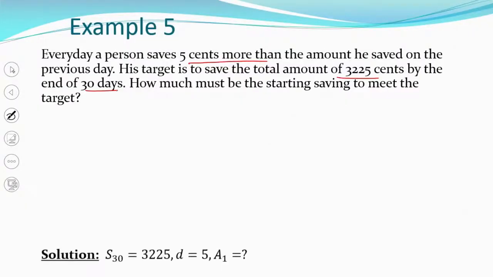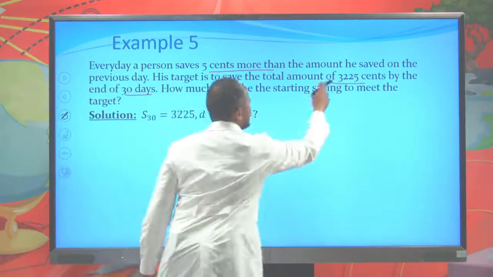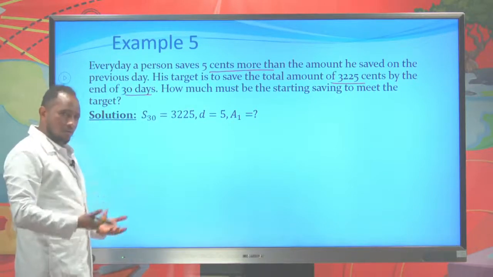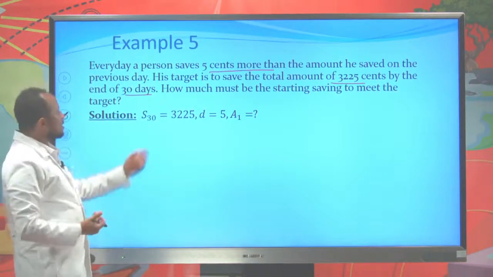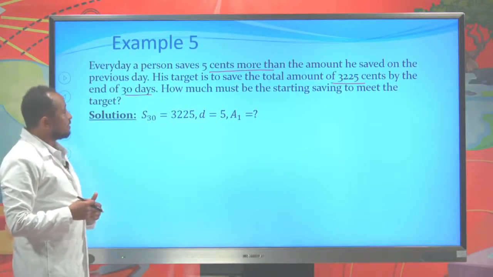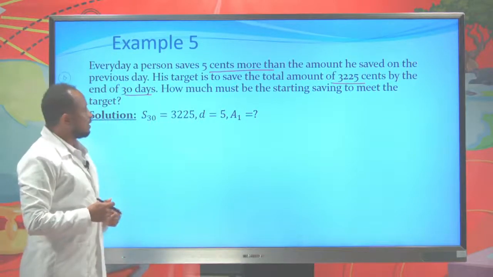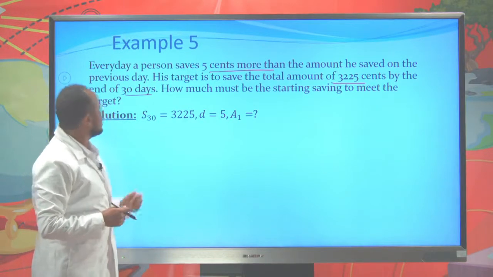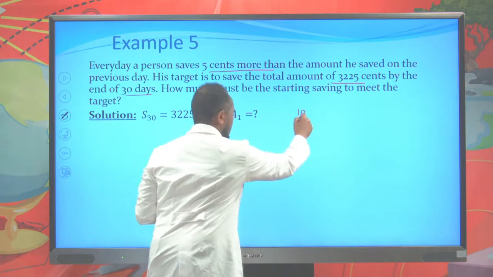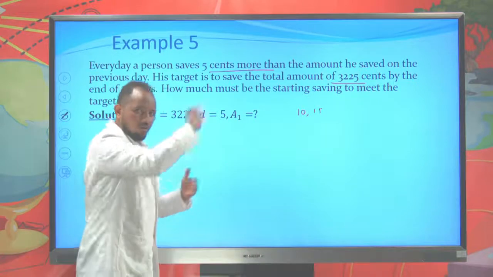So let's list these values. 3,225 is the sum of money he saved in 30 days. So that means S30 is 3,225. Here the amount of saving is 5 cents more than the amount he saved on the previous day. For example, if he saved 10 cents today, on the next day he saves what? What amount? 5 more, 15.